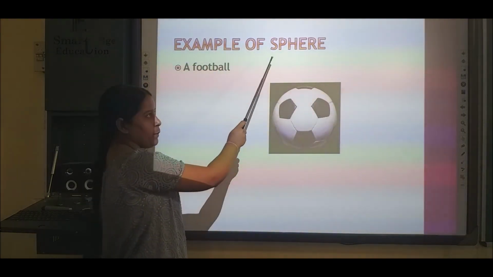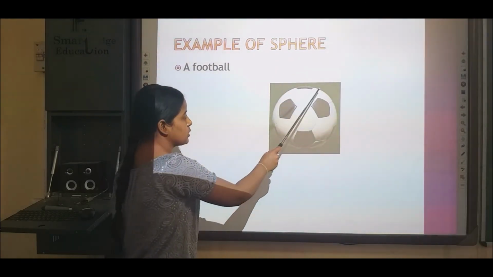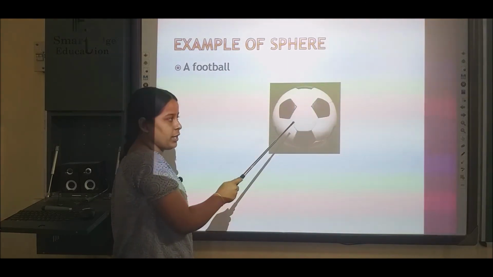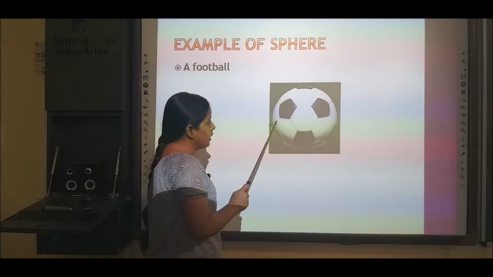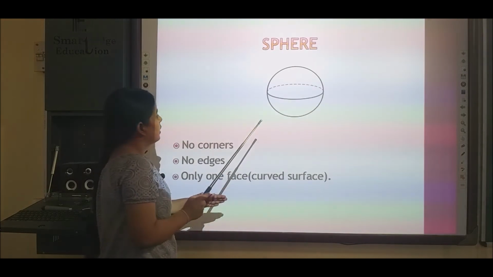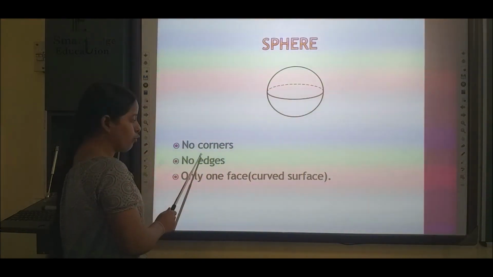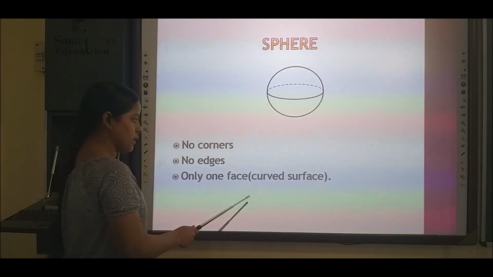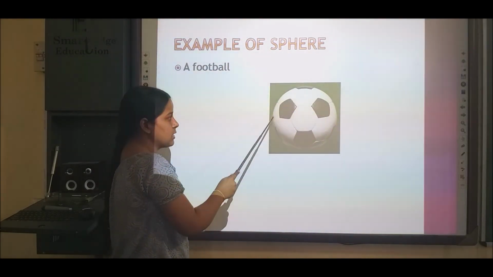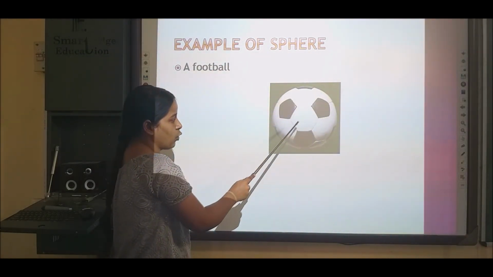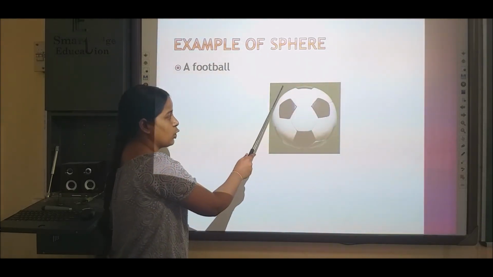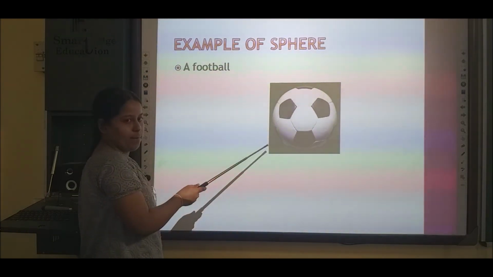In this example of sphere, we have a football. Football has no edges, and without edges a corner is not possible. So there is no corner. There is only this middle area, so it is a curved surface. So sphere has no corners, no edges, only one surface. Football is an example of sphere because it has only a curved surface area, not any flat surface area. So it has only one surface, curved surface, no edges, no corner. So it is an example of sphere.